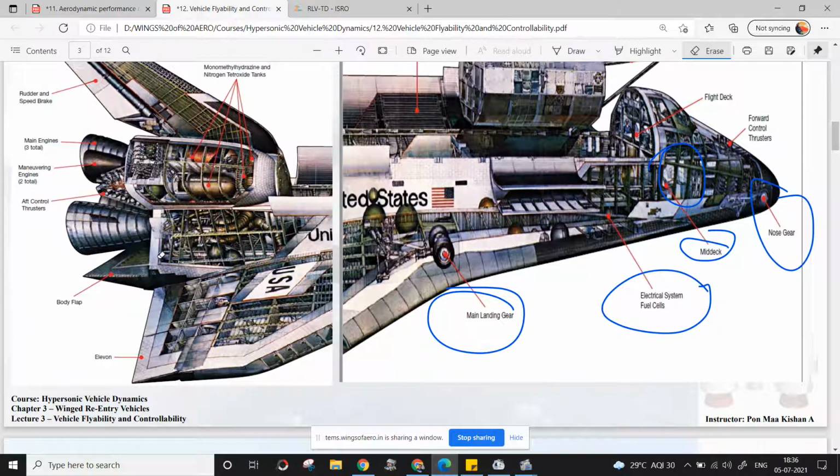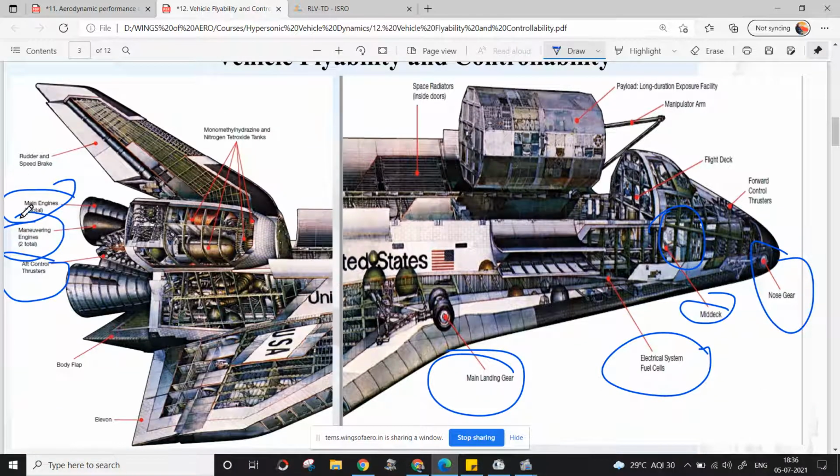Then it comes to the engines, because this is a two-stage-to-orbit vehicle, which we have discussed earlier. But orbital maneuvering can be done with maneuvering engines. There are two maneuvering engines in the space shuttle orbiter. We have aft control thrusters, and main engines. Using these engines, we can maintain the orbital transfer. Okay. But this is not going to be sufficient for the vehicle to maintain the orbital path.